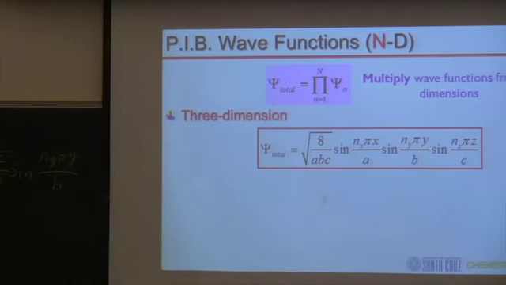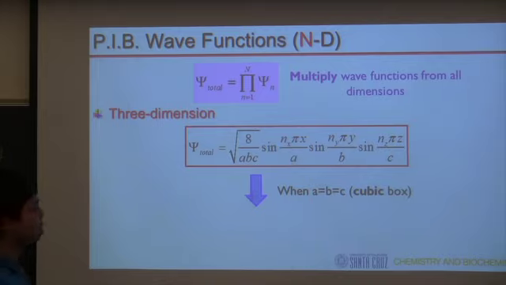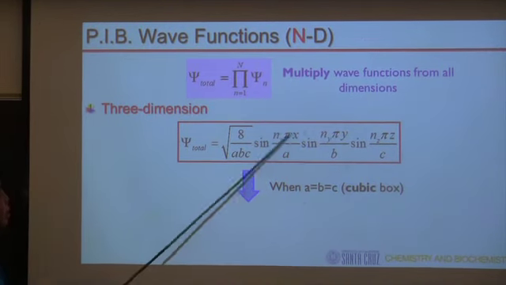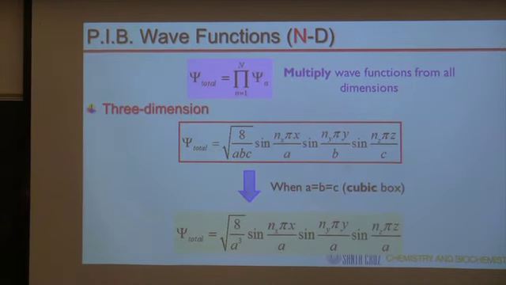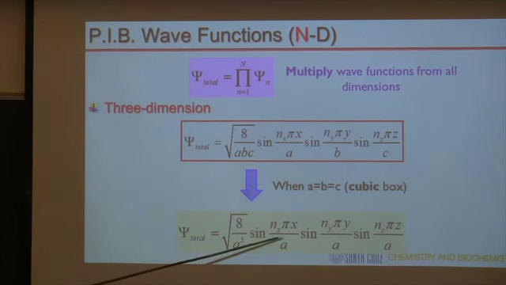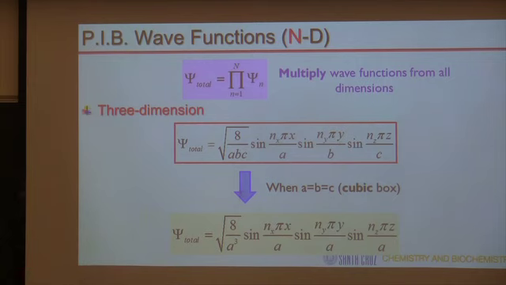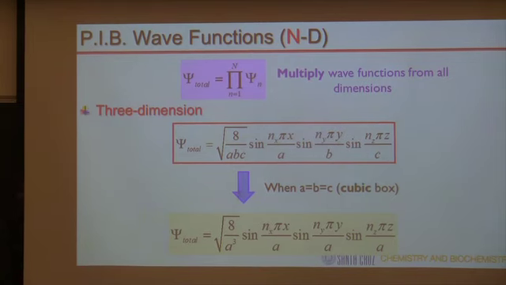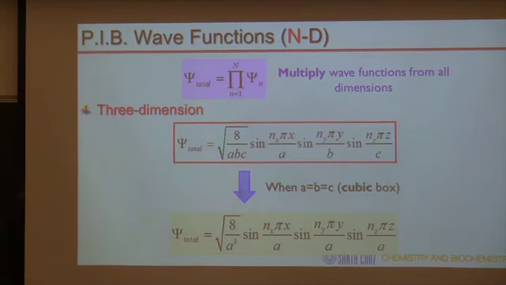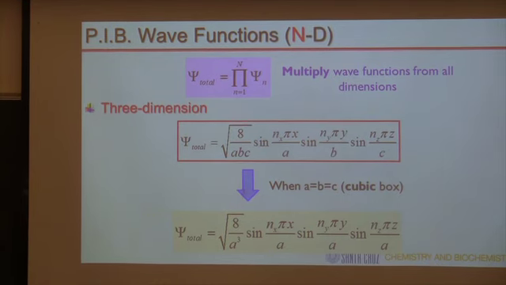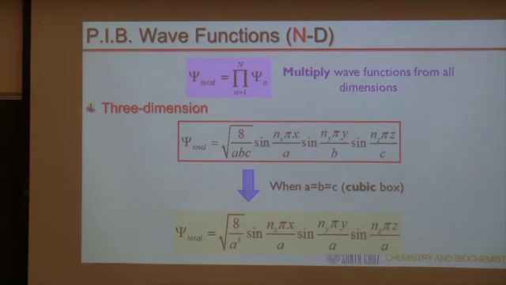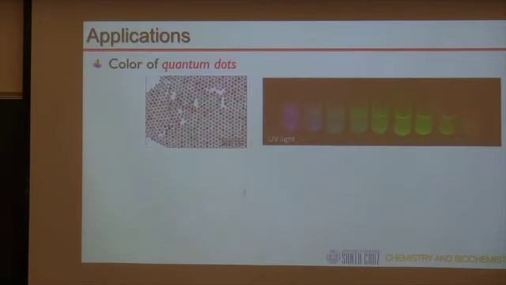And again, we have a special case where A equals B equals C in a cubic box. So we can simplify this expression as this, and we get A cubed, and A, B, C can all become A. Any questions? So if you want to express the total energy for different dimensions, you add them together. If you want to express the wave function of the n dimensions, you product them together. That's the trick. Okay, no more questions.